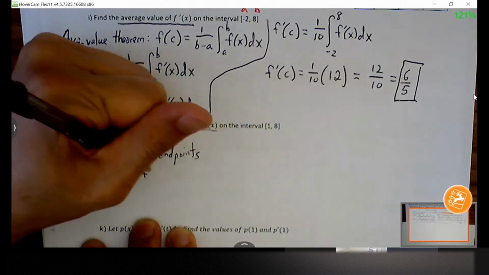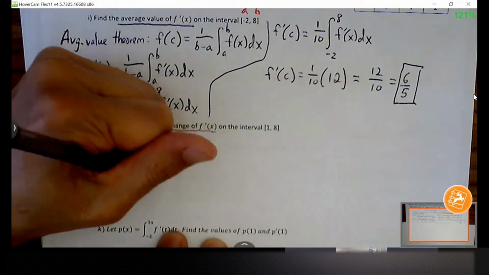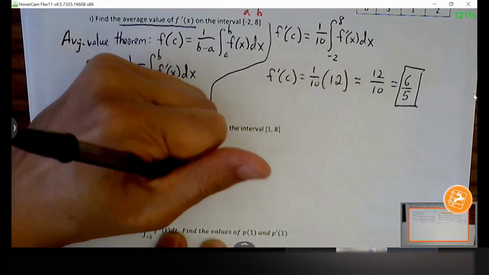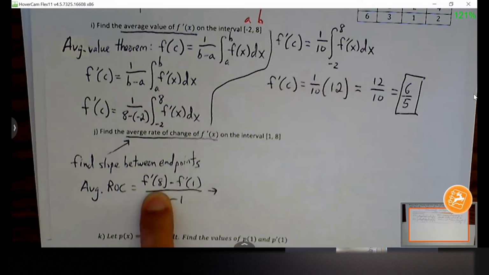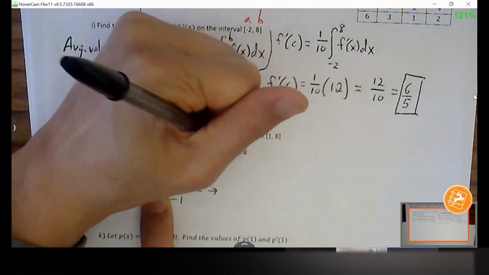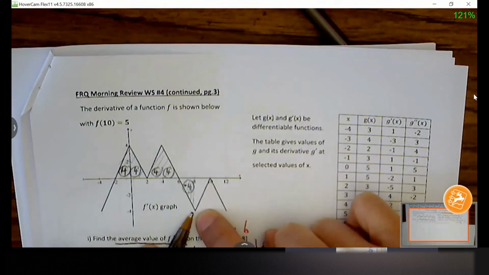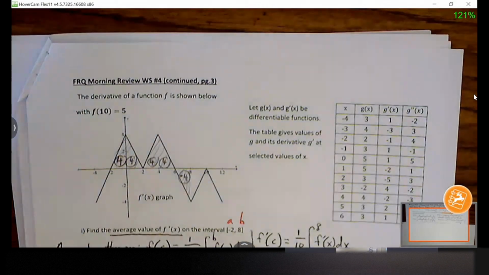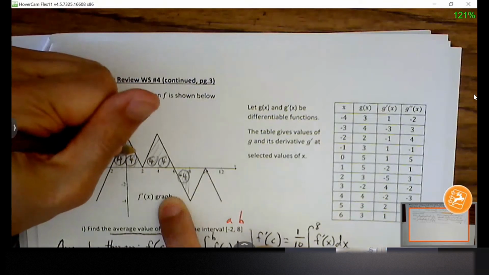So change in f prime over the change in time. F prime of 8, we're just pulling this from our graph. Okay, what's f prime of 8 equal to? -4. -4, okay. F prime of 1. 2. 2, right?